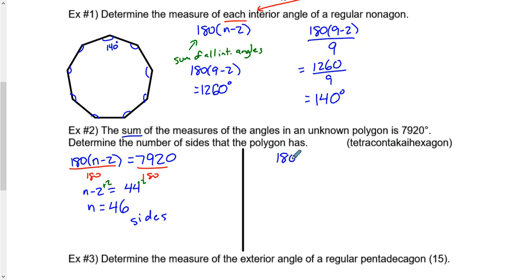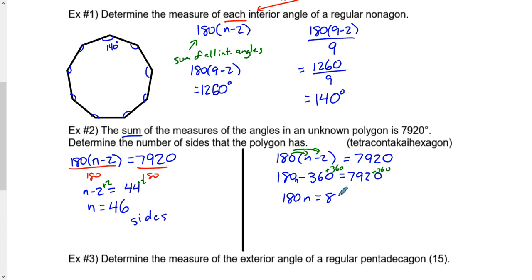The secondary way that you could do this is by distributing the 180 in. Both methods work. You choose which method works for you. Let's see. So my next step would be to add 360. Don't forget the n there, sorry. So 180n would equal 8,280. Divide by 180. Double check. And it still equals 46.